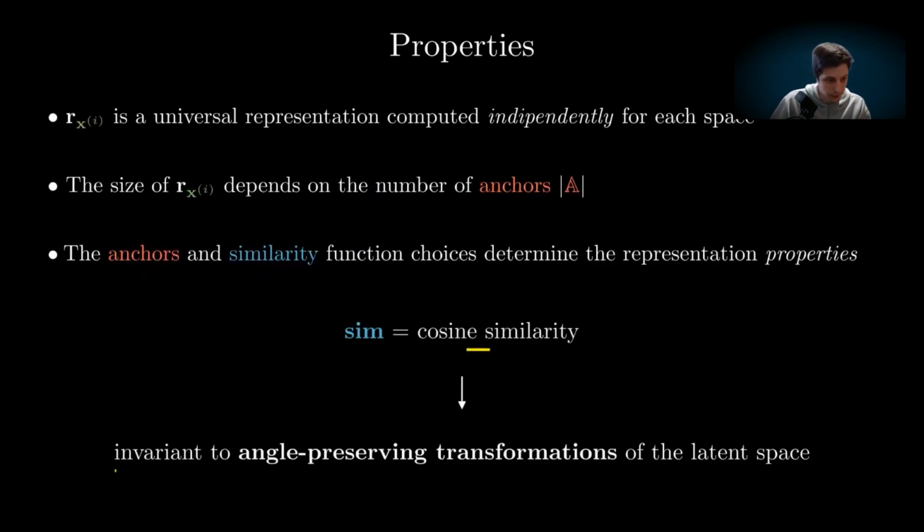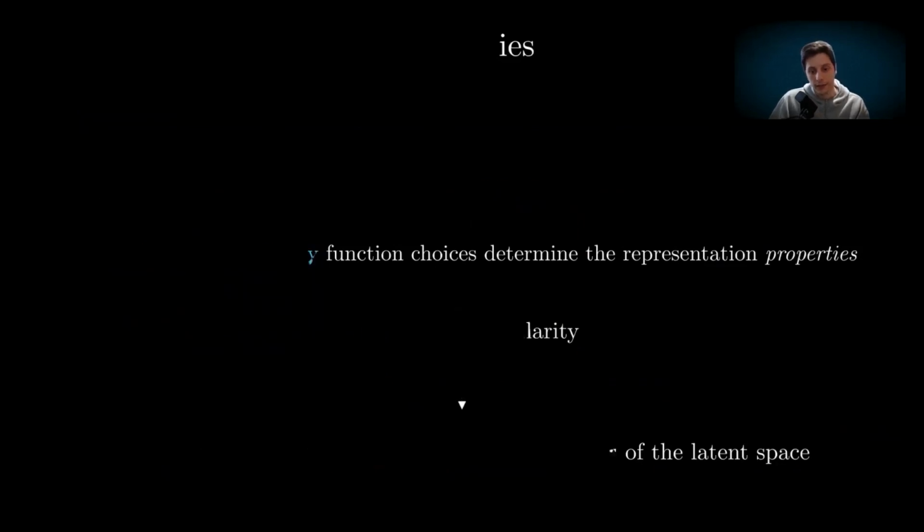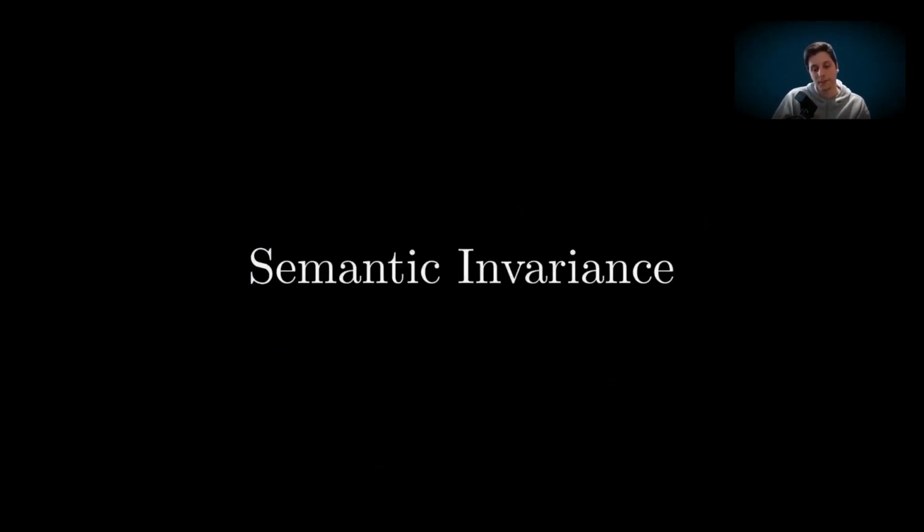Moreover, as I said, the choice of anchors and similarity function determines the representation properties. In this case, we have chosen the cosine similarity, and thus we are invariant to angle preserving transformations of the latent space.